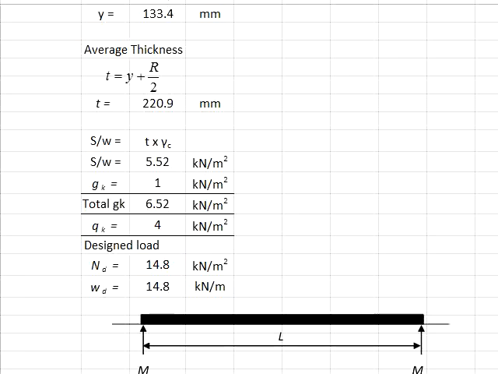You know that the design of the staircase is similar to the slabs, which we normally quantify on the basis of 1 unit width. With that, the 14.8 kN per meter square is to be multiplied by 1 meter unit width. You obtain 14.8 kN per meter.